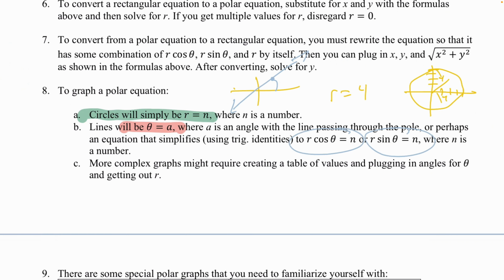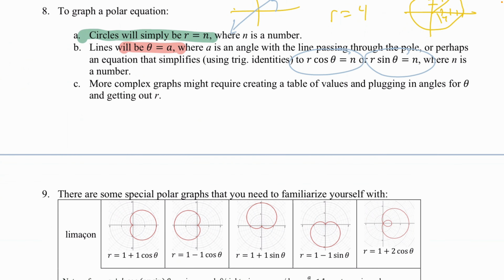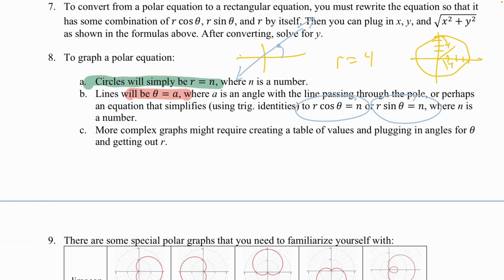Now, straight lines that don't pass through the origin will require a little bit more work, using our same r cosine of theta and r sine of theta to equal some type of number, and you might use some trig identities to manipulate things to get straight lines there. And for even more complex graphs, you just might have to create a table of values and plug in different angles, get out your r's, and do it the old-fashioned way.